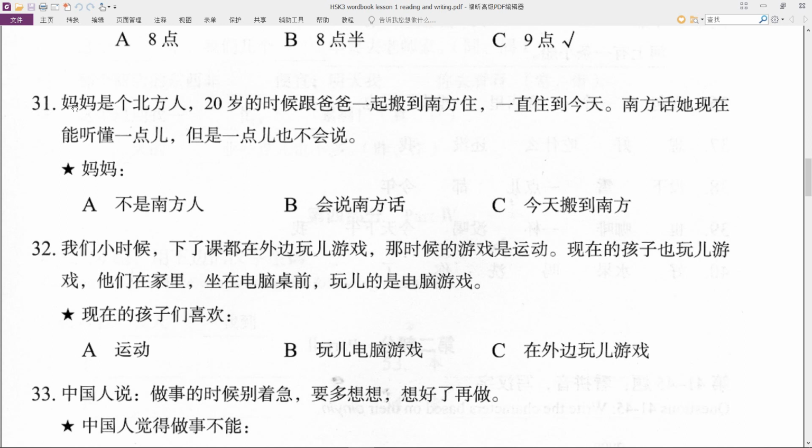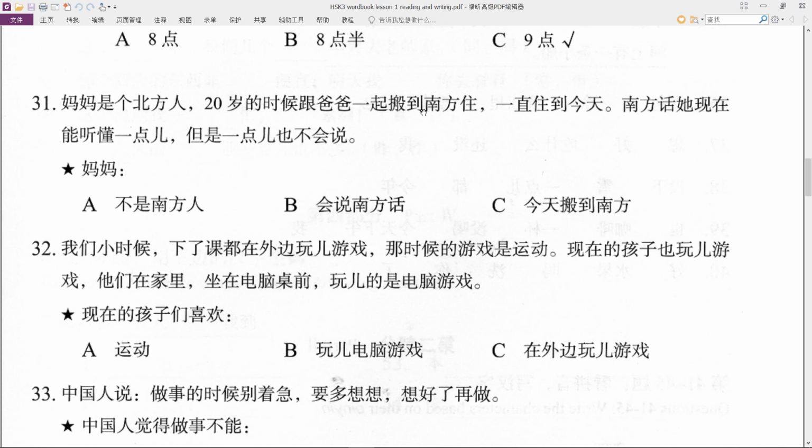妈妈是个北方人, 北方, northern part, 北方人, northerner, so mom is a northerner. 二十岁的时候, 二十岁, 20 years old, 的时候, when, so when she was 20 years old, 跟爸爸一起, so with dad together, 搬到南方住, so 搬, we learned 搬家 means move house, so move to 南方, southern part, 住, to live. So when she was 20 years old, with my dad together, moved to the south to live.